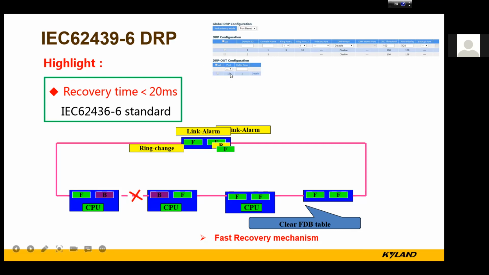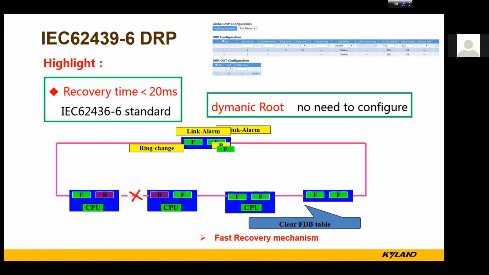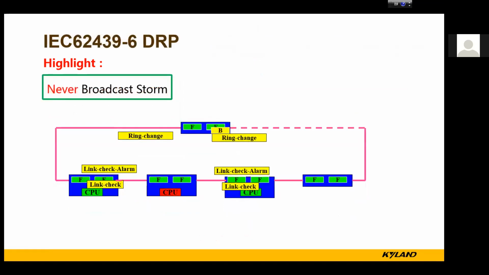And you can see here, this is the configuration for DRP. And normally you only need to configure the 4 parameters: domain ID, domain name, and the ring port 1, ring port 2. It's enough. Do not need to manually set the root device. And another highlight is that if you use the DRP protocol, the network will never have the broadcast storm, since sometimes even when we use recovery protocols, it will still have the broadcast storm.